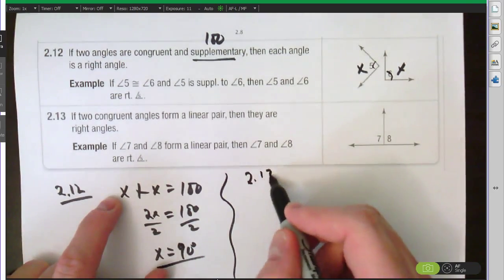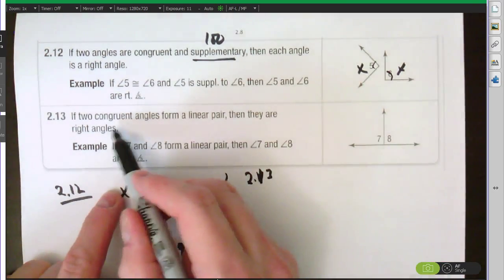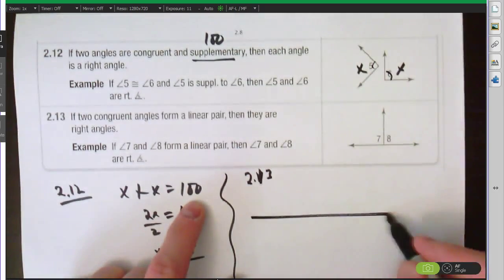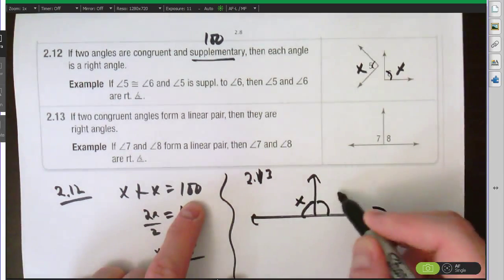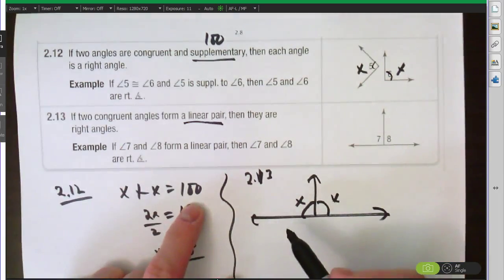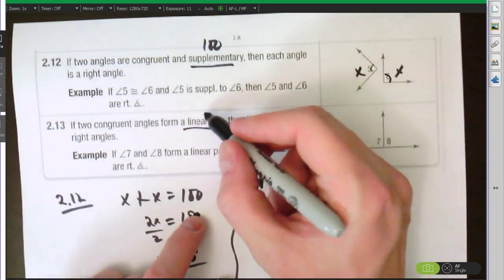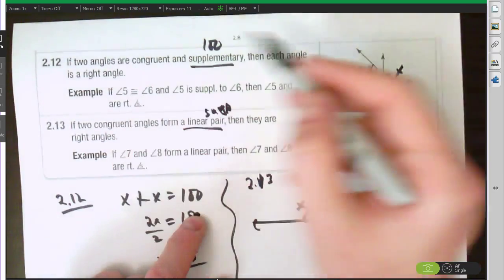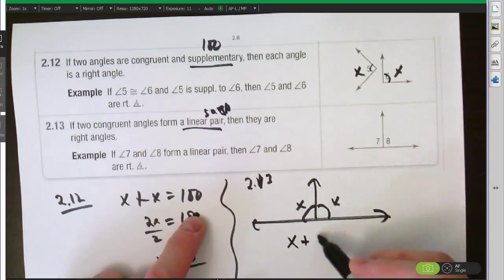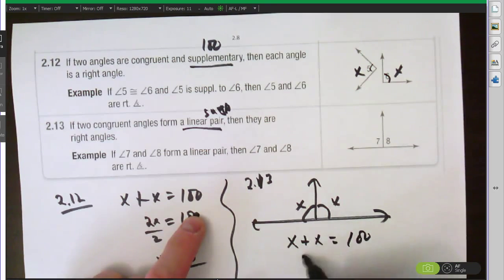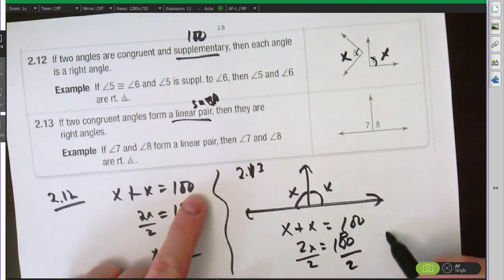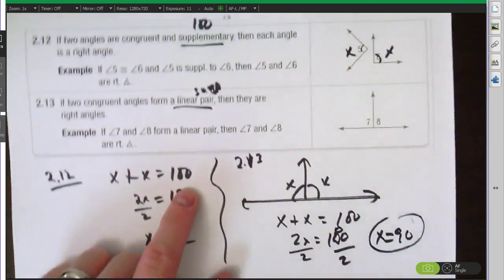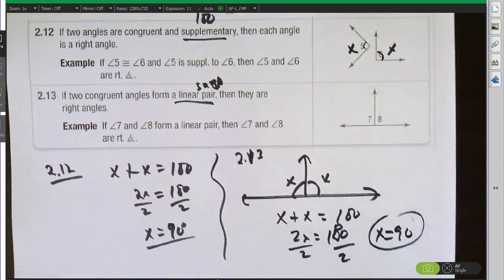And then 213, two congruent angles form a linear pair. Well, here we go. We get a linear pair where they're both the same, so they're both x and x. What does it mean to be a linear pair? Well, by the supplements theorem, linear pairs are supplements, which then goes back to this one here. Oh, well, they're congruent and they're supplements. Add to 180. 2x is 180. Divide by 2. x is 90.